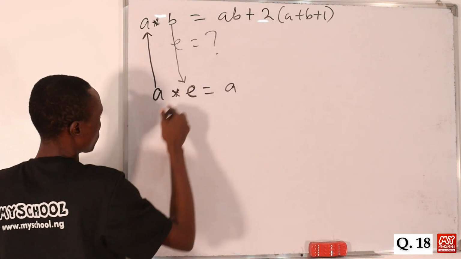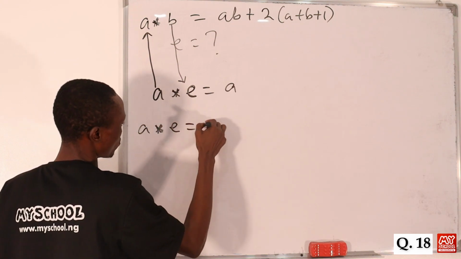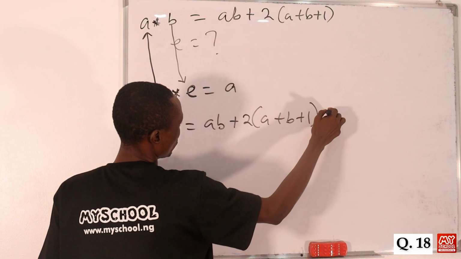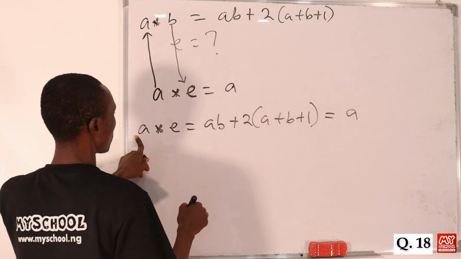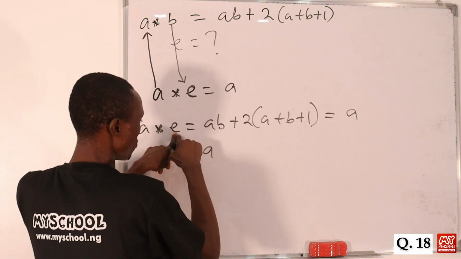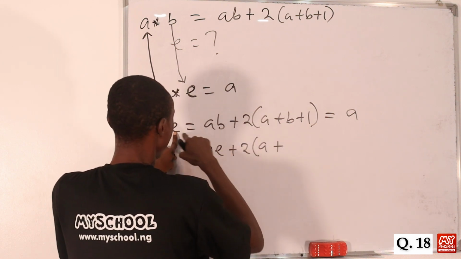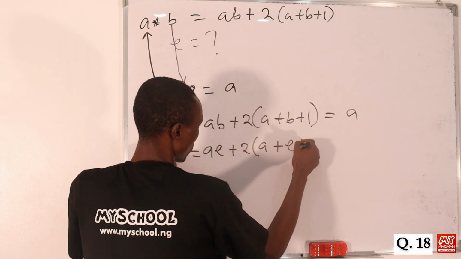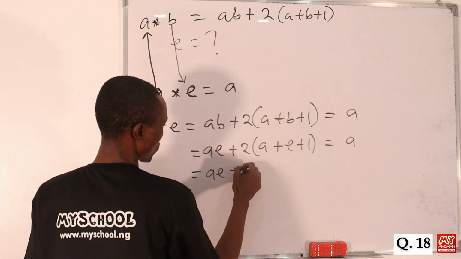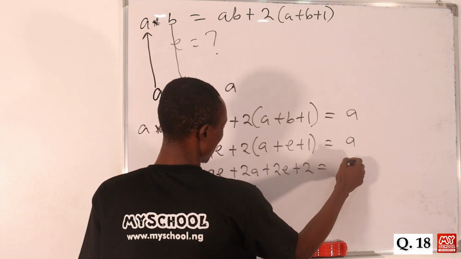So let's rewrite this part of the expression. Here we'll have a star e equals ab plus 2 bracket open a plus b plus 1 bracket close equals a. So let's replace our a and b now, our a and e. a still remains a, but b will be replaced by e, then plus 2 bracket, a still remains a, but b will be replaced with e, then plus 1 equals a. So we can open that bracket: ae plus 2a plus 2e plus 2 equals a.